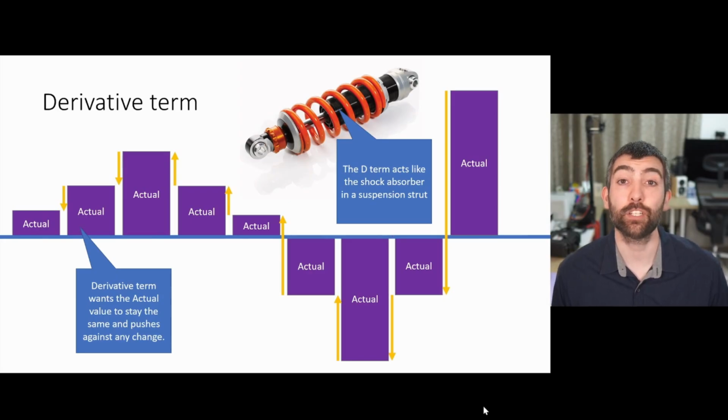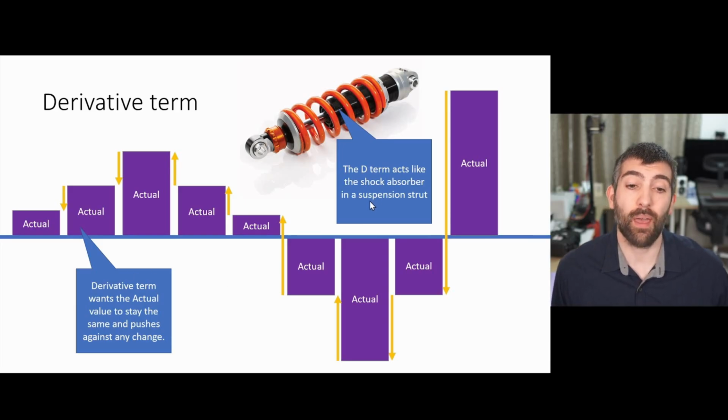The next term we're going to talk about is the derivative term. And the derivative term wants the actual value of the rate of rotation to stay the same all the time. So the derivative term, the D term, pushes back against any change in the actual rate of rotation. So if the actual rate of rotation is increasing, the D term pushes to try and slow the rate of that increase. If the actual rate of rotation changes a lot, then the D term becomes very large and it pushes back against that change.